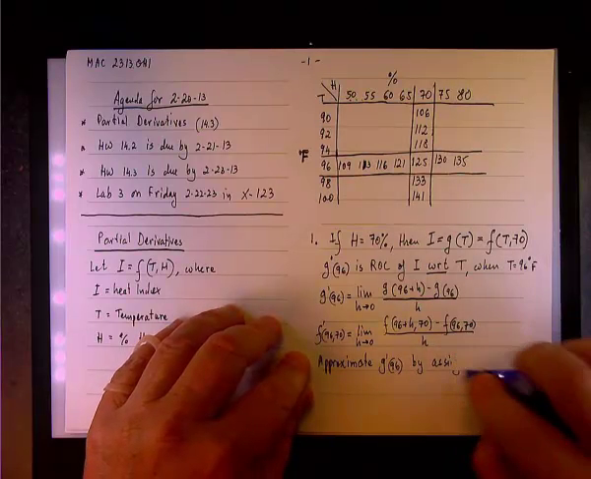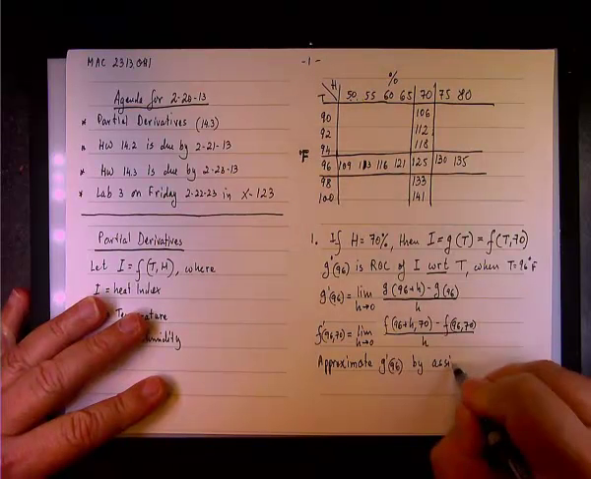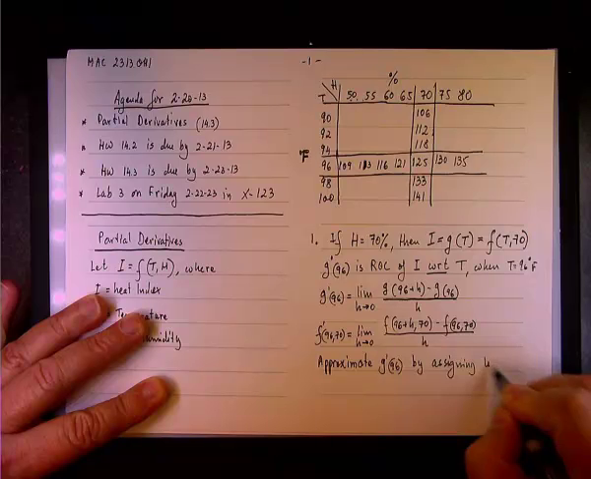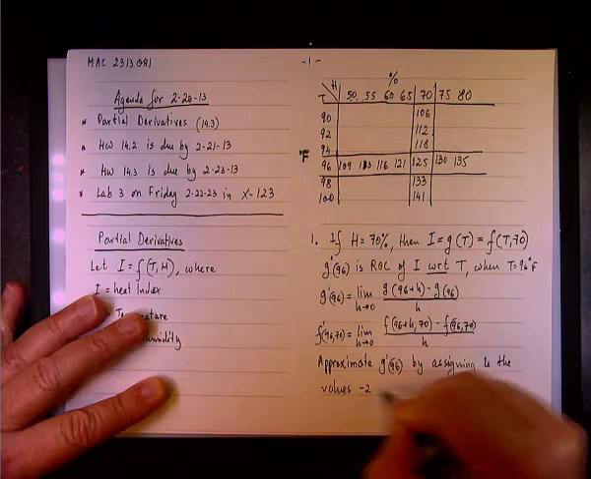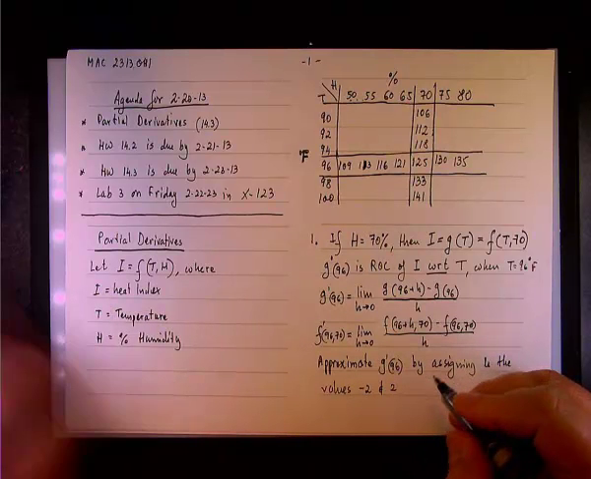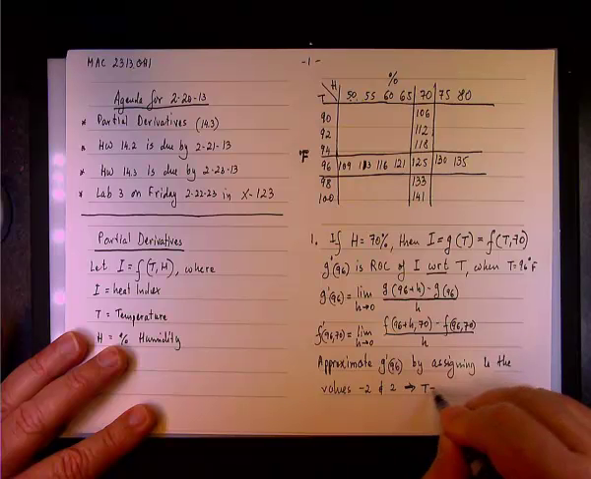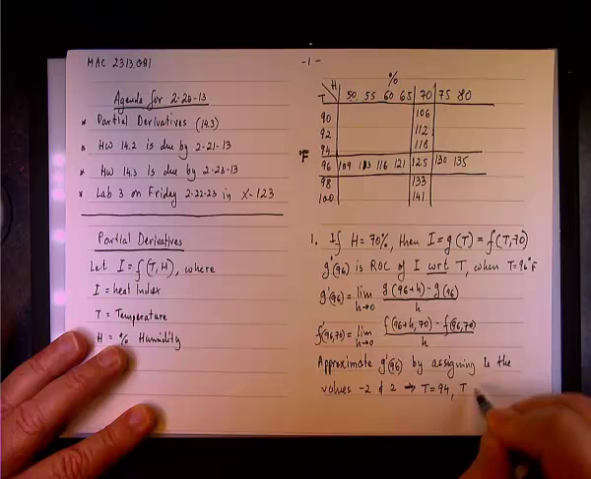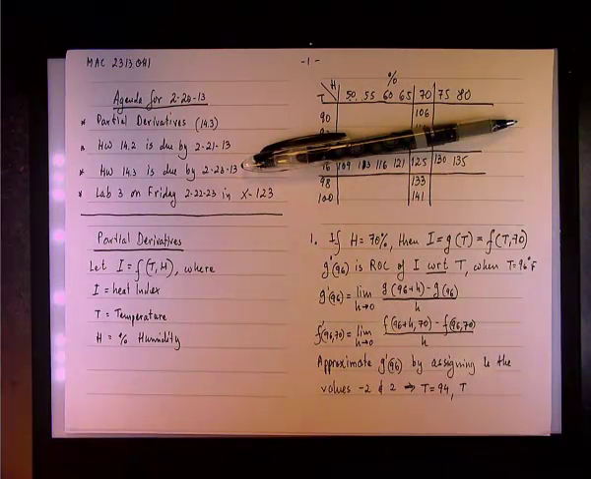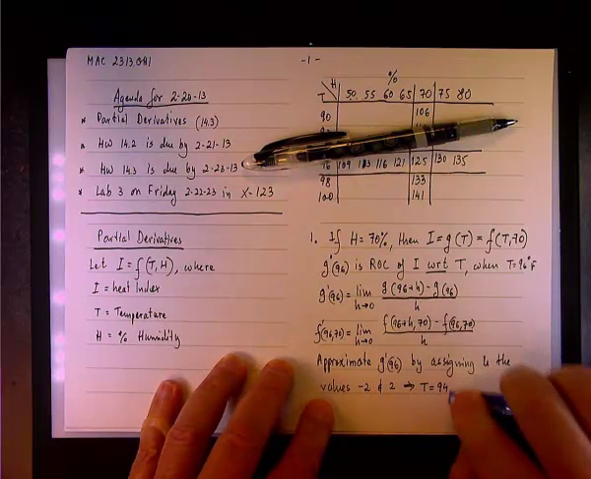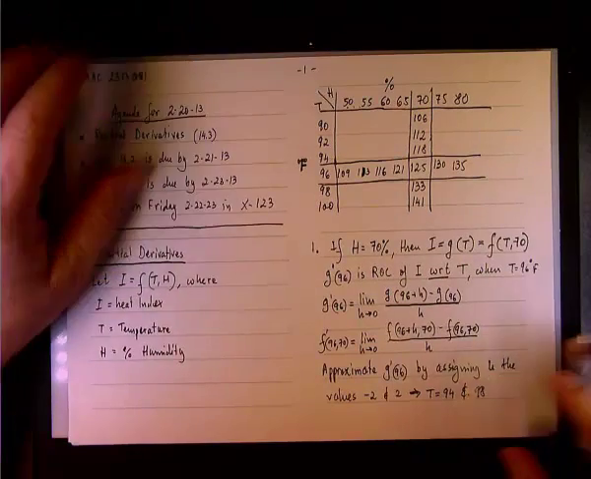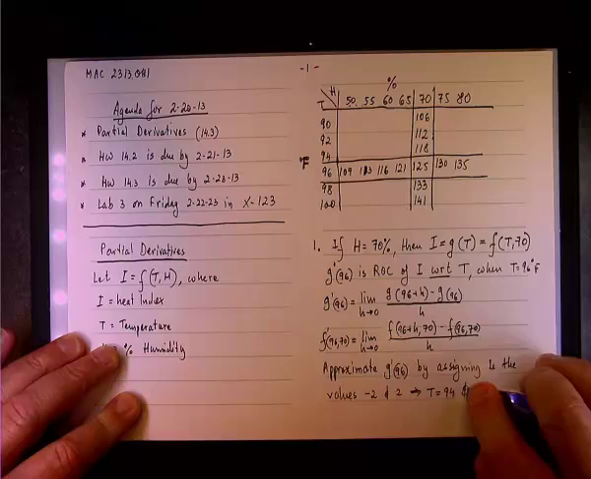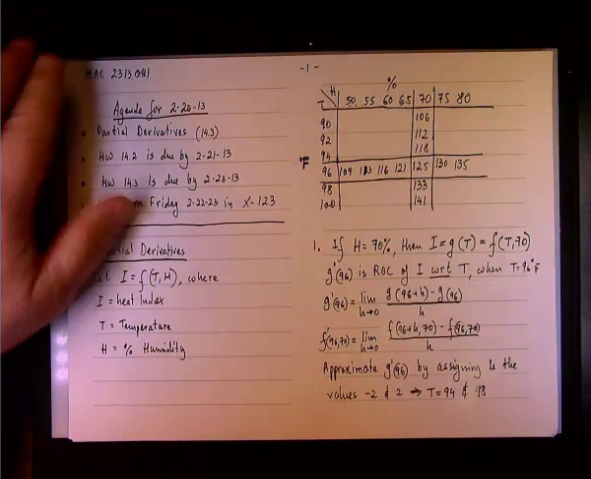Let's call it back g of 96 as a single variable by assigning h the values -2 and 2, and therefore we are looking at t equals, for -2 we're looking at 94, and when h is +2, then 96 plus 2 is 98. So let's evaluate it on the next page.